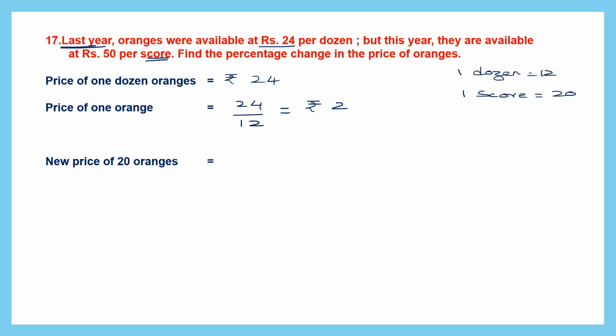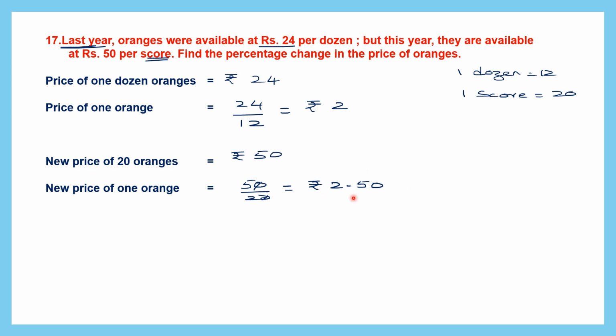Okay, so here now the new price of 20 oranges is 50 rupees. So now we can find the new price of one orange, that is 50 divided by 20. So cancel, 5 divided by 2. This is 2.5, that is 2 rupees and 50 paisa. So last year the price of one orange was 2 rupees. This year the price of one orange is 2 rupees 50 paisa.